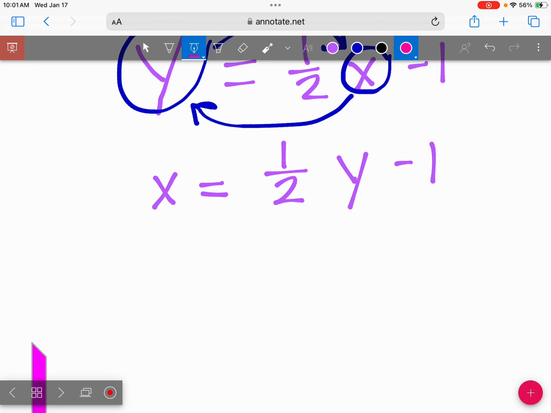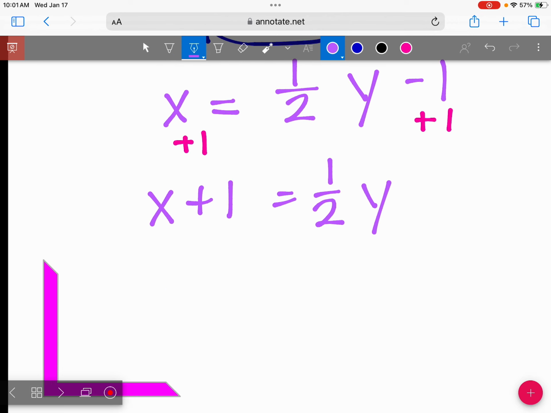What's our next step going to be? Get the y by itself. More specific. Add 1. So we're going to have x plus 1 equals 1/2 y. What do we do next? Multiply by 2. Multiply by what's in your denominator to get rid of that fraction.